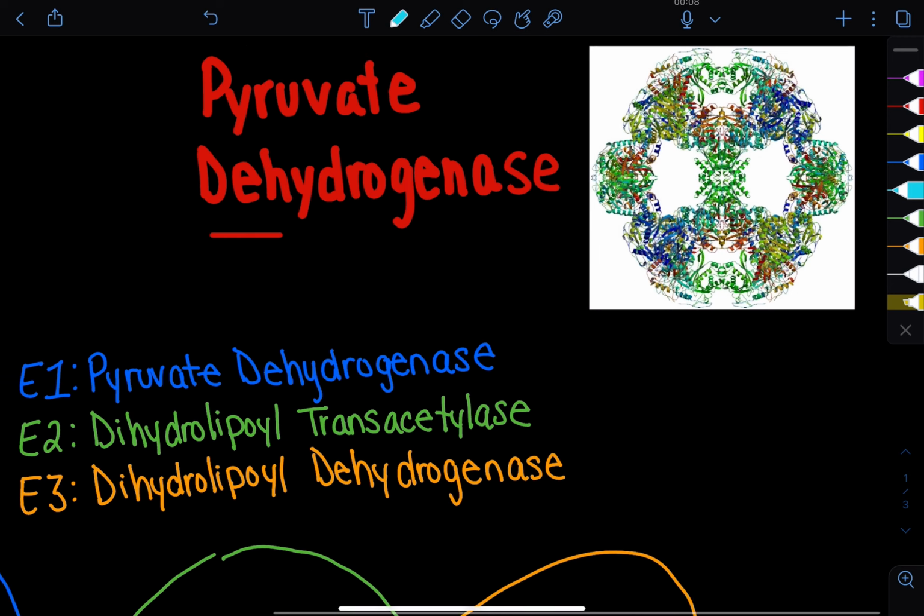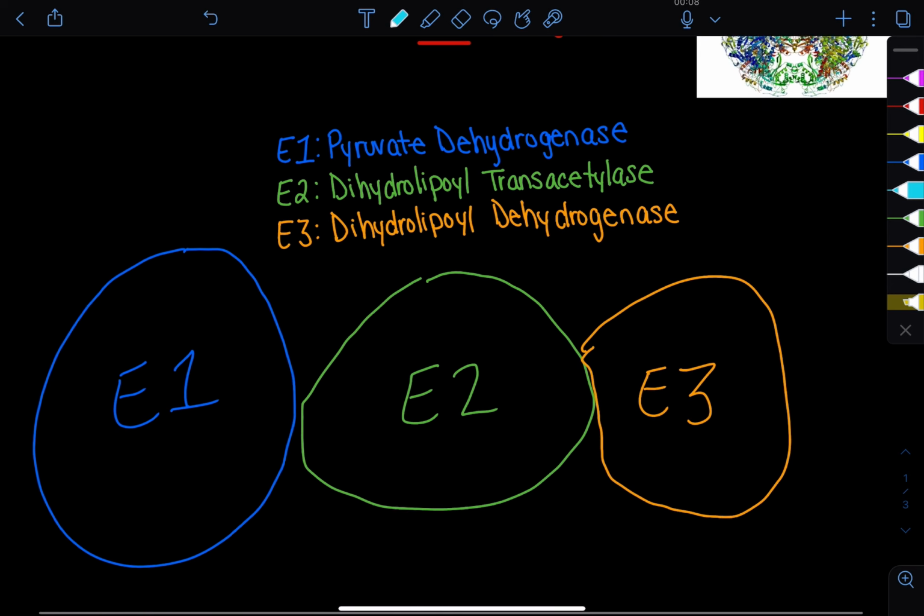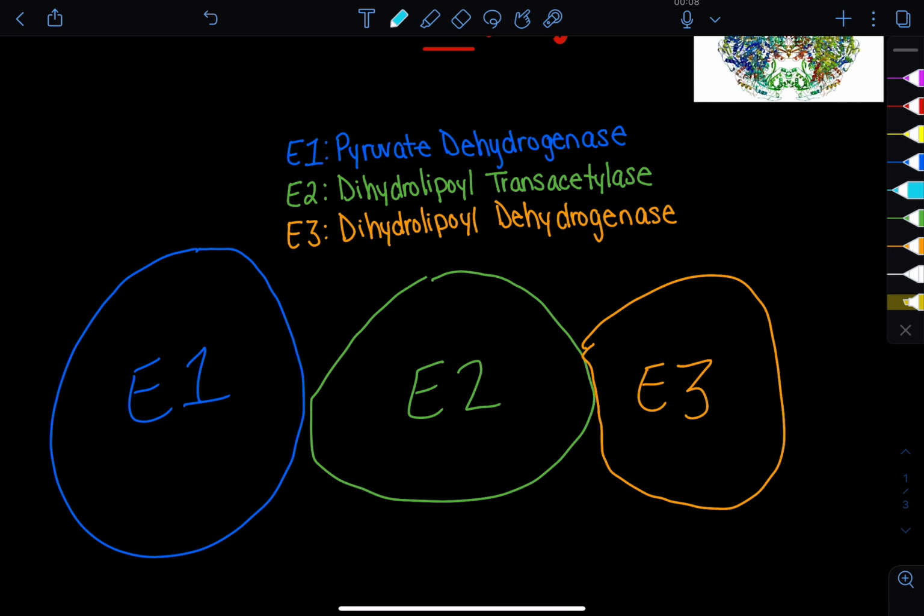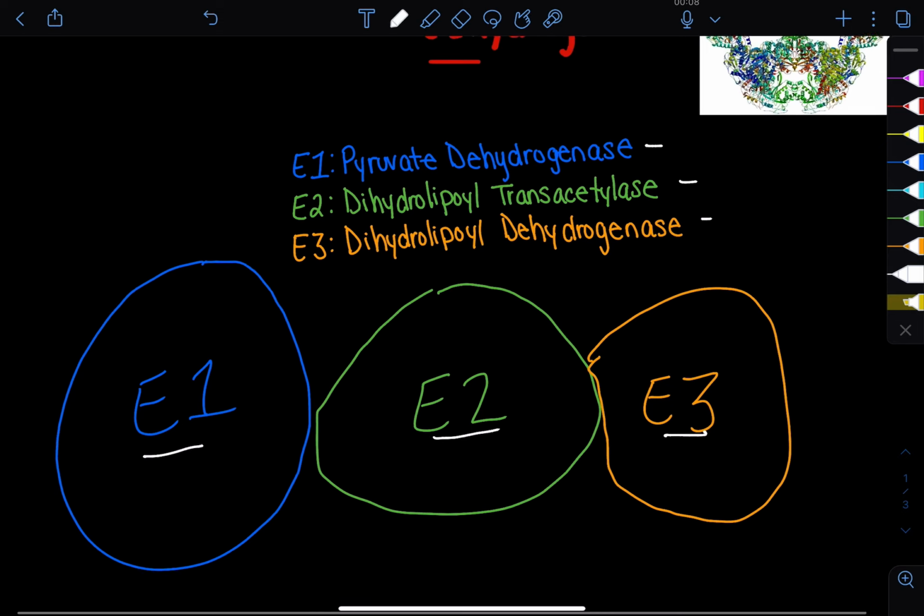Now, if we take a look at this depiction, we can see more clearly that we do have three subunits. We have E1, E2, and E3. And each subunit has a specific prosthetic group, and we'll talk about those prosthetic groups. Once again, to reiterate, these are just the names of each of the subunits found within the overall enzyme known as the pyruvate dehydrogenase complex.